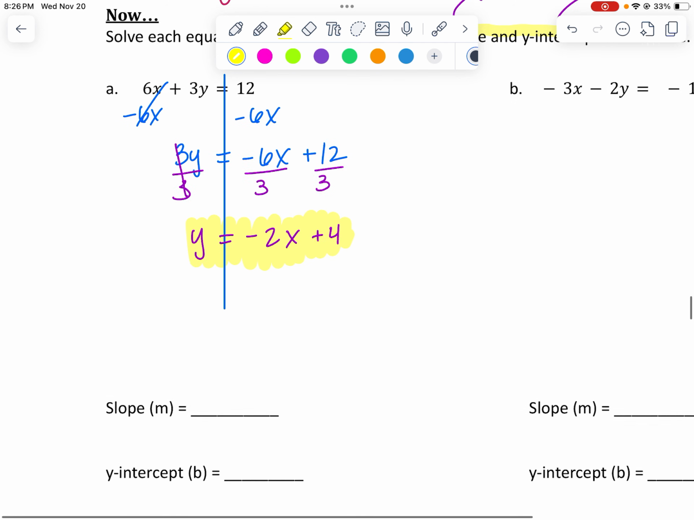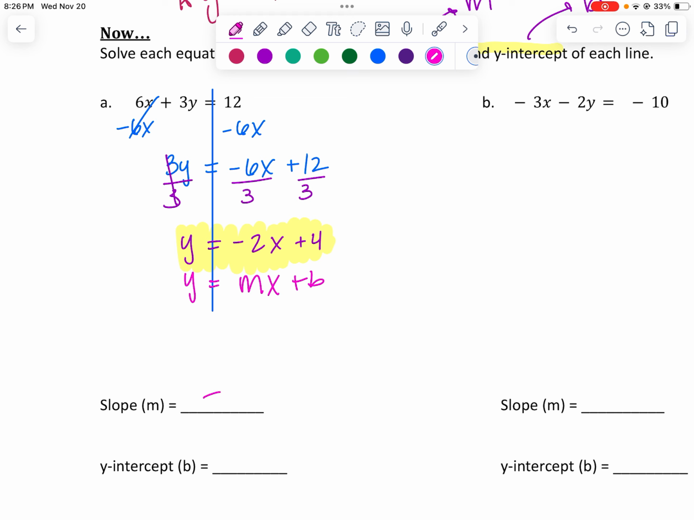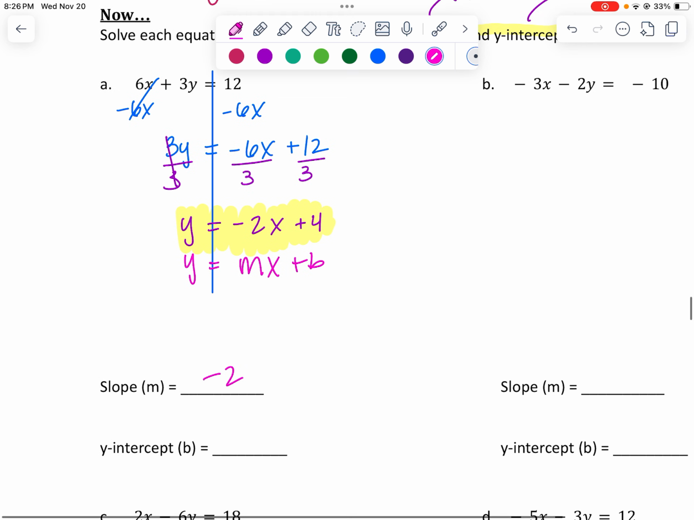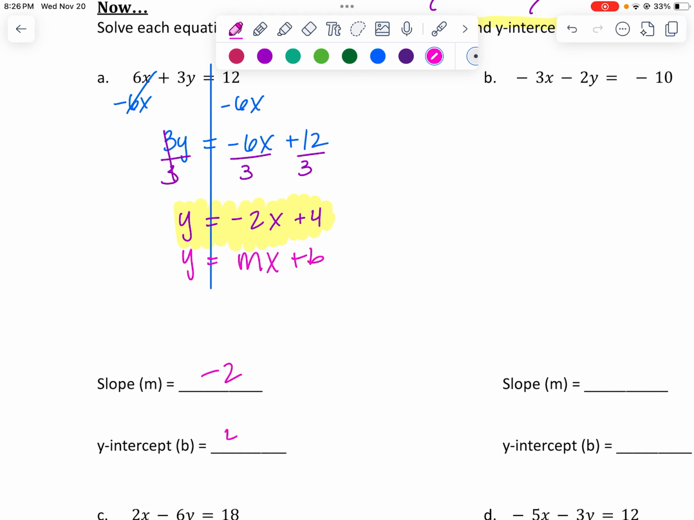Now we're going to determine the slope. If I'm going back to my form of y is equal to mx plus b, slope is m, b is the y-intercept, so it looks like my slope is negative 2. And then my b is 4, or I can rewrite it as a point, 0, comma, 4. Okay.